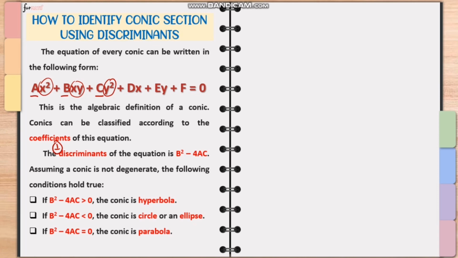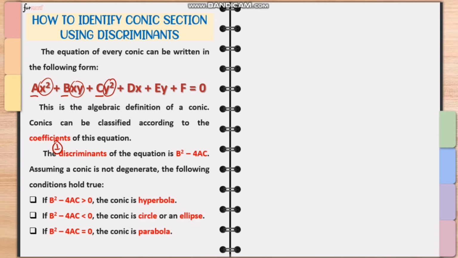So, bakit natin kailangan yung A, B, and C? Kasi kung ang gagamitin natin is si discriminant, meron tayong equation na B squared minus 4AC. Di ba si discriminant ay ginagamit natin kung gusto nating malaman kung may solution ba yung ating quadratic equation, if that is real or imaginary, etc. Okay? So, let us assume that our conic is not degenerate. The following conditions hold true. Number 1, if the discriminant is greater than 0, therefore, the conic section is hyperbola.